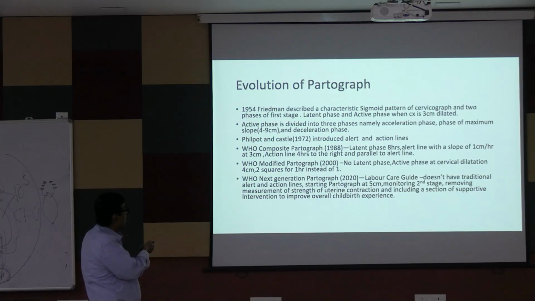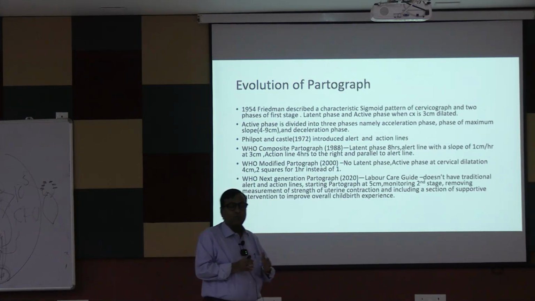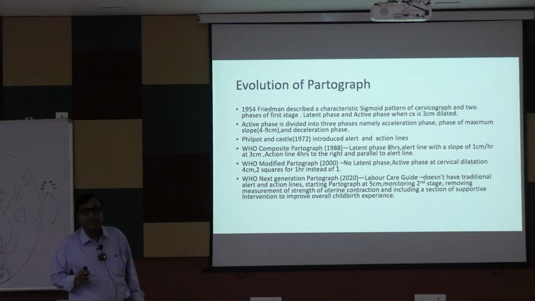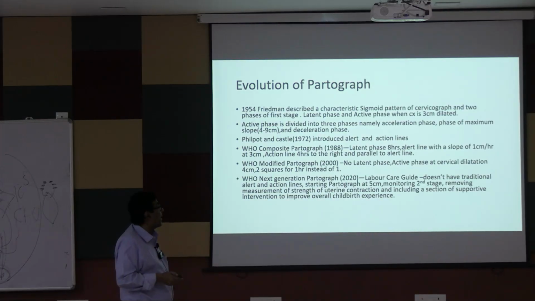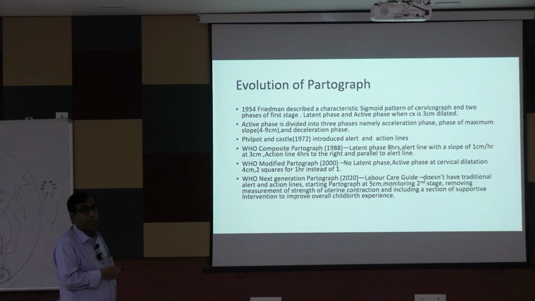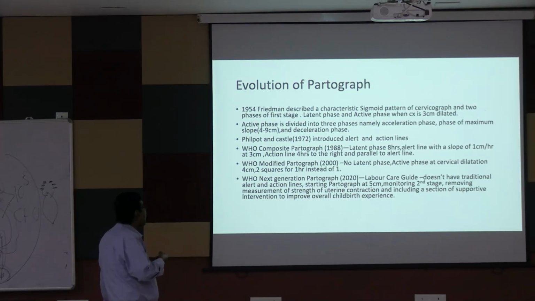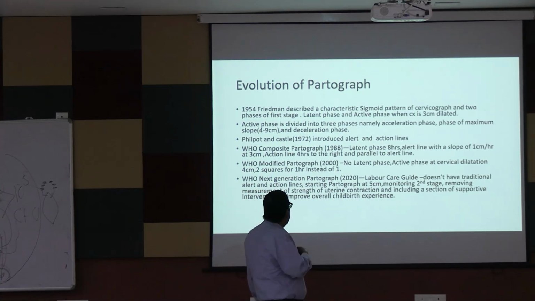So you cannot dictate that labor should be completed by this hour or by that hour. So in the Labor Care Guide, they removed the action line and alert line, and the starting point of the partograph was at 5 centimeter of dilatation. Previously the partograph was only for cervical dilatation. As soon as the cervix is fully dilated, that is 10 centimeter, there was nothing more to record in the partograph. But here they introduced the monitoring of the second stage also in the partograph, including a different section of intervention to improve the overall childbirth experience.